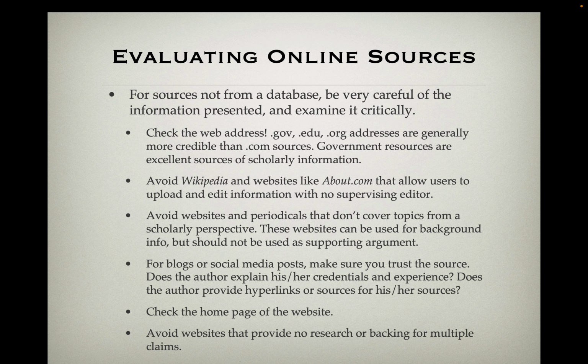So .gov, .edu, .org addresses are generally more credible than .com. You may not know this, but the .com stands for commercial, and that means that website exists to make money. It's a commercial enterprise. And anytime someone is trying to make money, they have a very specific agenda for their audience. And it's more likely that that content is going to be biased. So just be more wary of anything that ends in a .com. .gov, .edu, .org, they exist for different reasons. They exist to provide information. So it's going to be a little different.